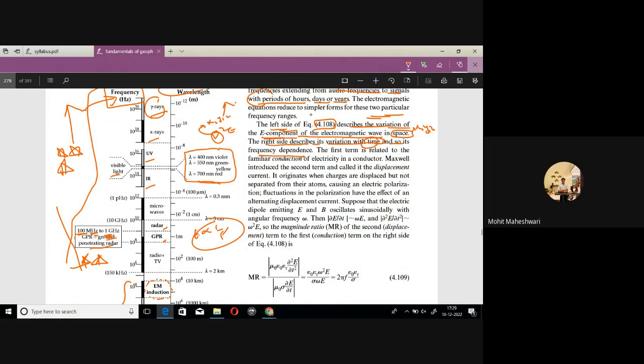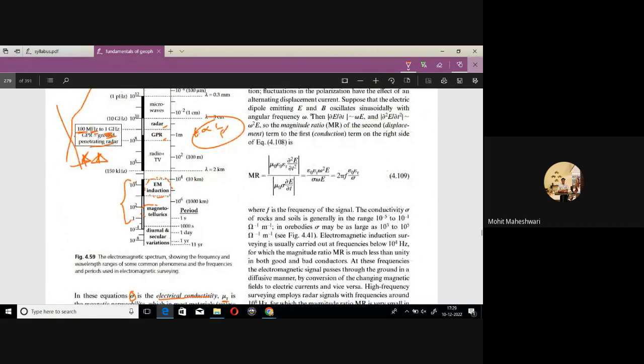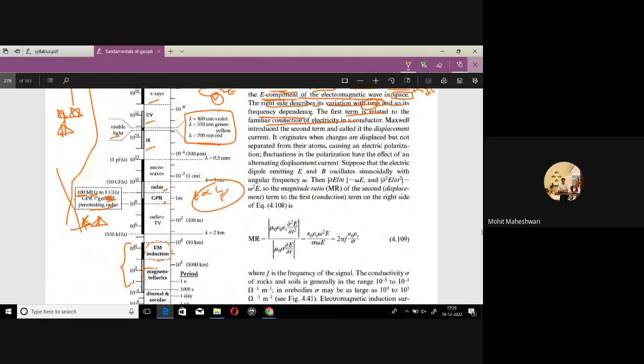The first term is related to the familiar conduction of electricity in a conductor. Here we will write the equation so that you can correlate these things. I'm writing the equation: del square E is equal to mu 0 mu r sigma del E by del t plus mu 0 mu r epsilon 0 epsilon r del square E by del t square. The first term is known as the conduction term, the conduction term of electricity in a conductor.